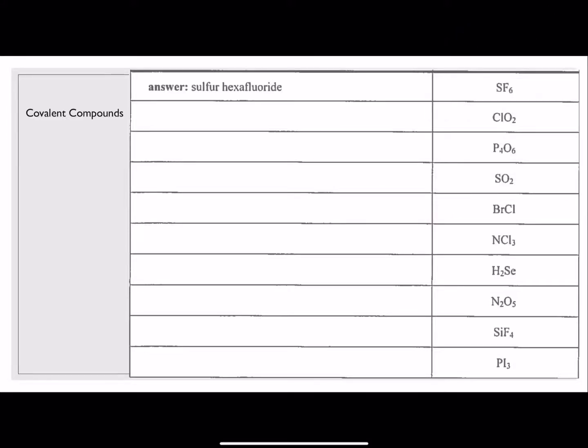Let's try naming some covalent compounds off of their formulas. So I provided an example at the top, sulfur hexafluoride, SF6. So let's take a look at the next one. So I have one chlorine atom and two oxygens. I don't have to ever prefix the first element when there's only one. So I just call this chlorine. So chlorine dioxide. So di prefix means I have two oxygens.